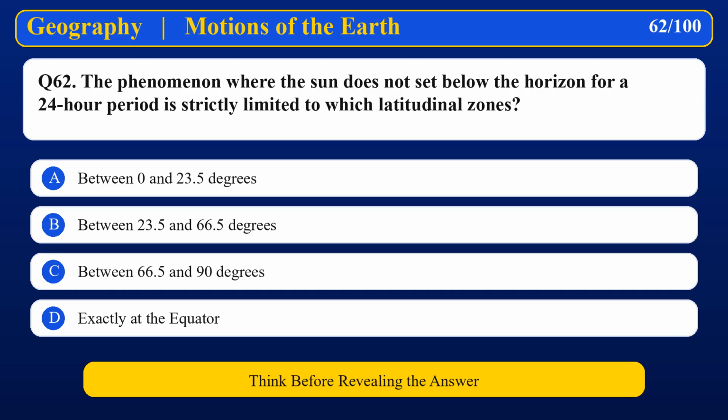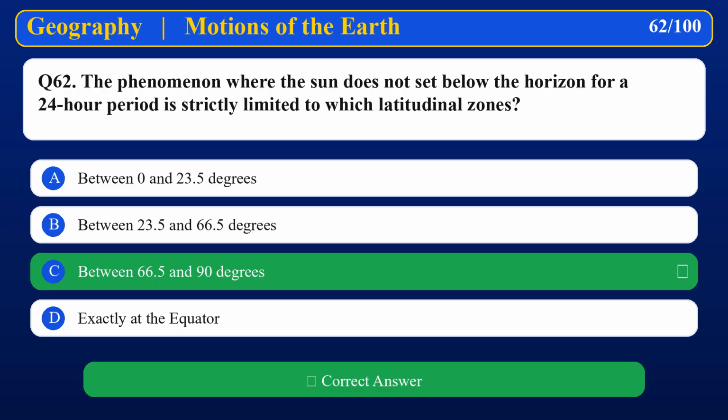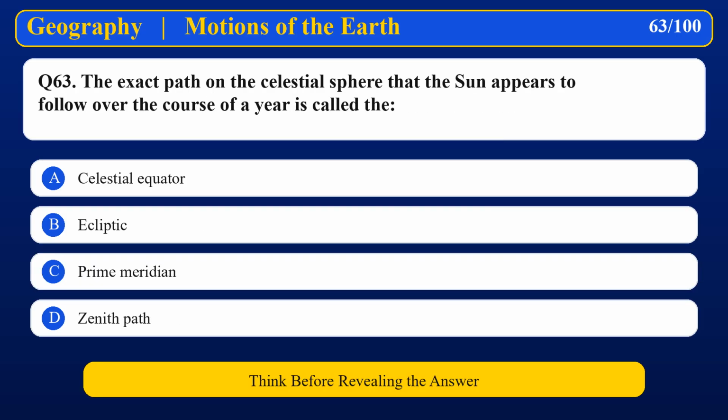The phenomenon where the Sun does not set below the horizon for a 24-hour period is strictly limited to which latitudinal zones? Between 66.5 and 90 degrees. The exact path on the celestial sphere that the Sun appears to follow over the course of a year is called the ecliptic.